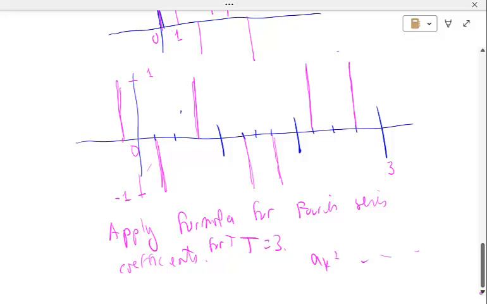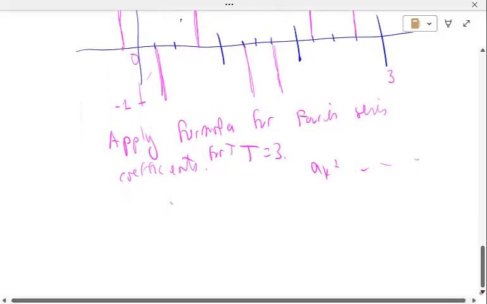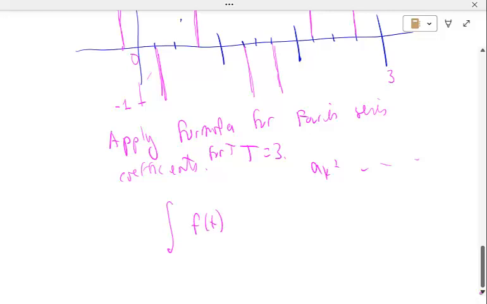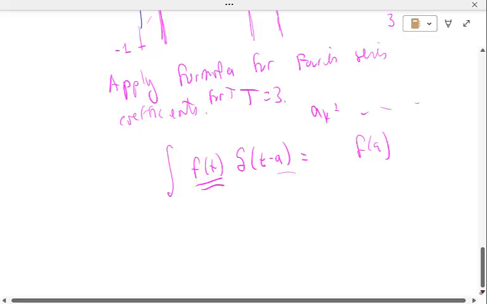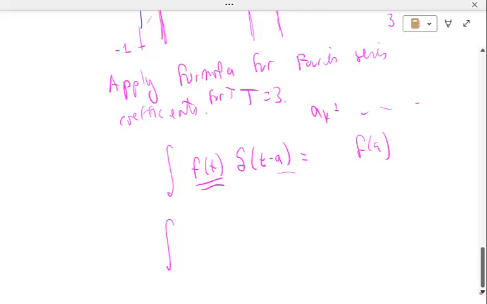Now remember that when you integrate something, for instance, any function f of t times some delta of t minus a, and I integrate this over any interval that contains a, this is just going to give me f of a. The spike pulls out the value of the function at this point. So, for instance, I'm not exactly sure what I'm going to be integrating, but it will be cosine or sine or complex exponential.